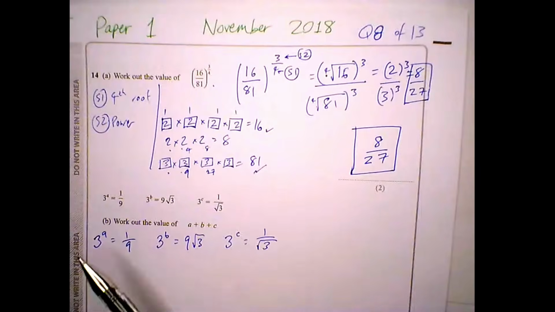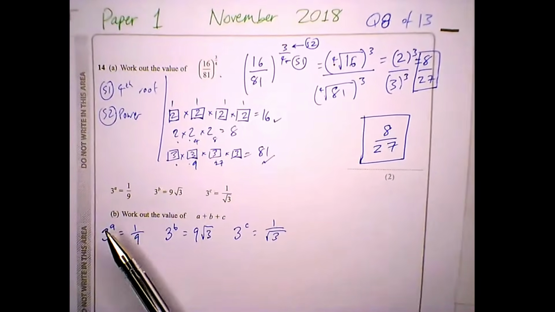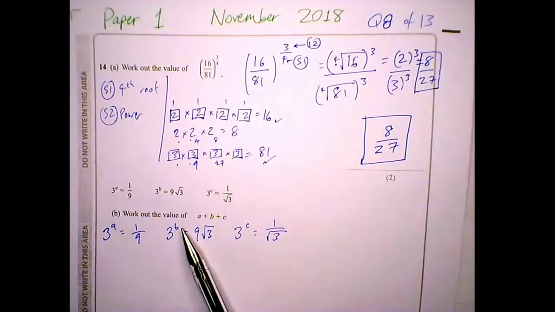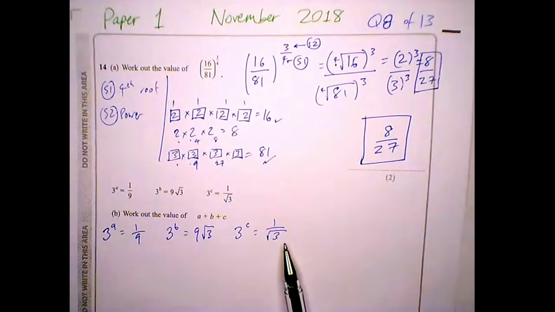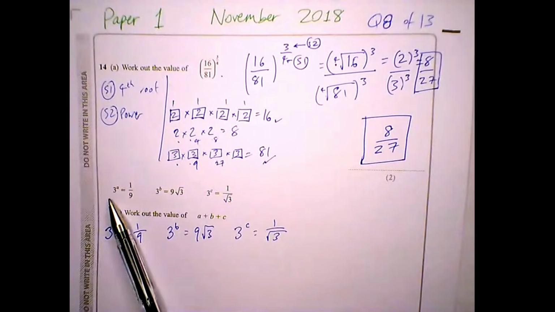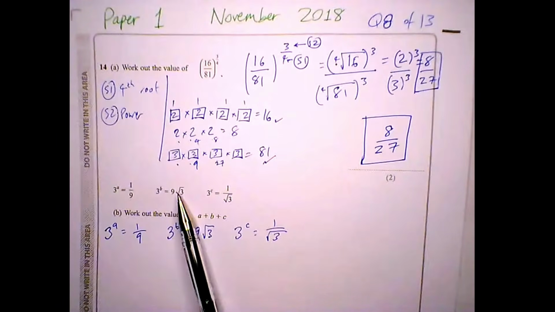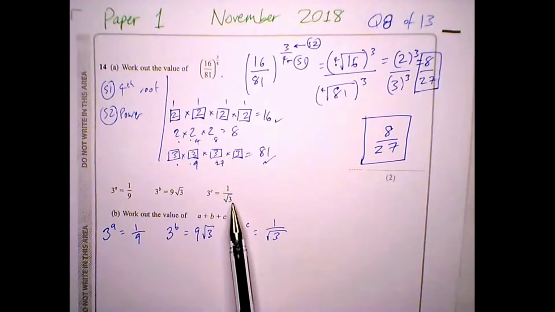All right, let's go on to this question now. This is completely different to the ones that we've done previously, but again, there are links and we want to make these connections. So 3 to the power a equals 1 over 9, 3 to the power b equals 9 root 3, and 3 to the power c is 1 over root 3. Work out the value of a plus b plus c. So the connection here is clearly all of these have a base of 3. So we have to connect 1 over 9 to 3. We have to connect 9 root 3 to 3. And we want to connect 1 over root 3 to 3 as well.